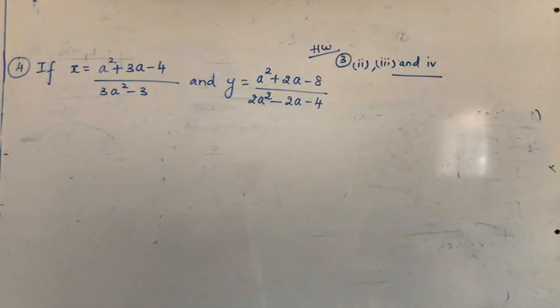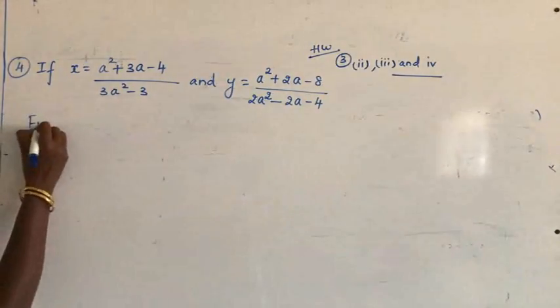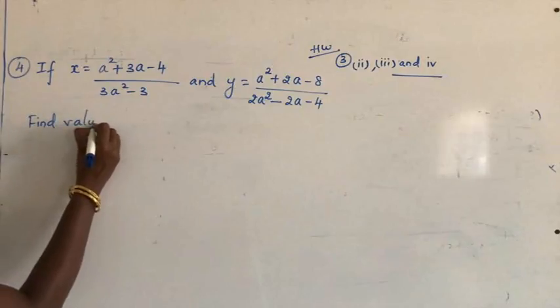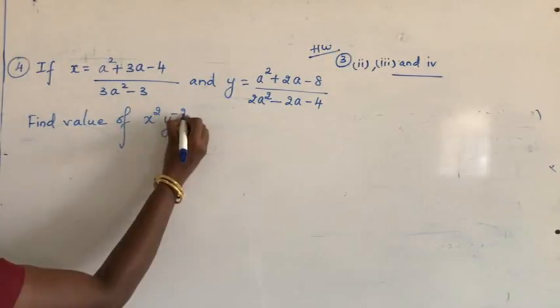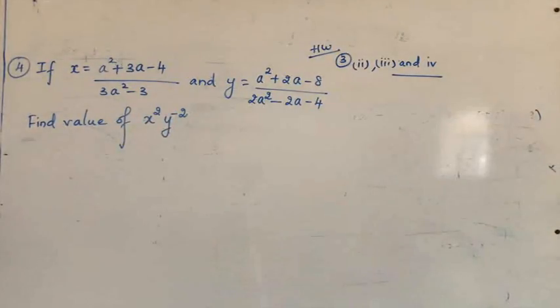So now what are you going to do? You're going to find the value of x square y raised to minus 2. Note down the question carefully.